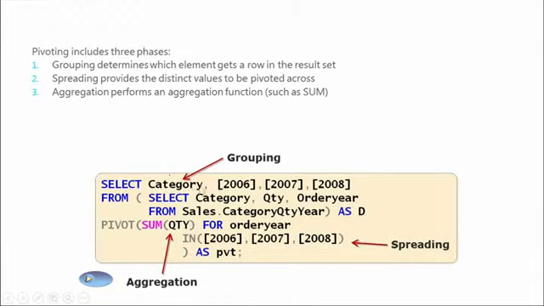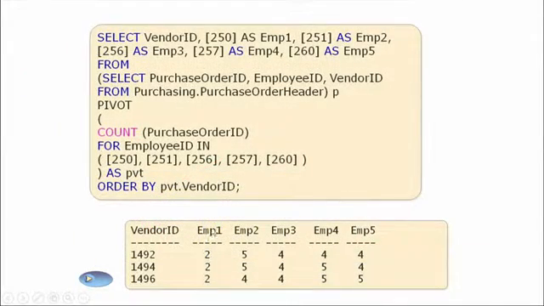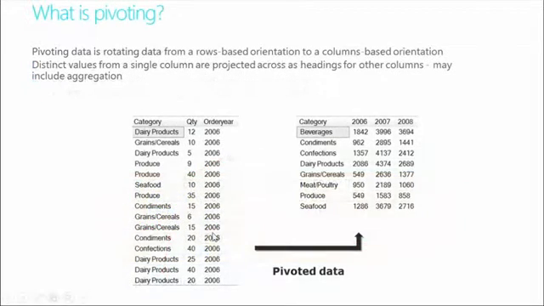So the grouping is the category, as you can see here. The aggregation is the sum of quantity that we've seen. And the spreading is how we want to separate this out, 2006, 7, 8, or by year. And then we give it a name, PVT, so that way we can see that. So when we've done that, let me actually go back so you can see what it looks like here.